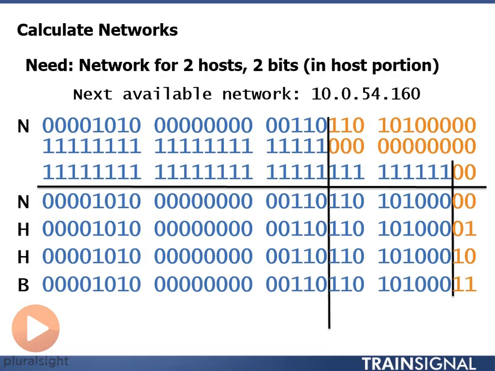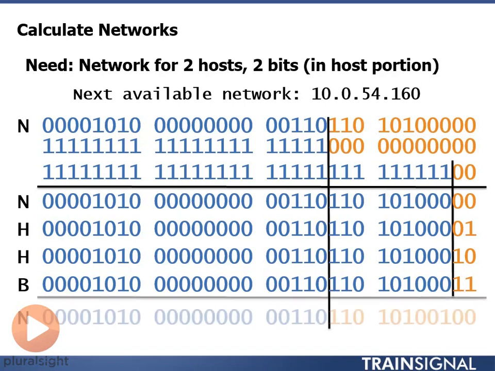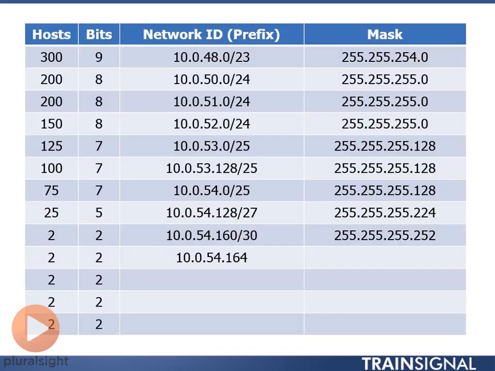There's only 2 IP addresses on that network. So in this case, our first address and our last address actually are the first and second addresses. They're the only addresses on this network. We then add 1 to our broadcast, and we can find out what the next available network is. We convert that to decimal and put it in our chart. So our next available network is 10.0.54.164. So let's go through the rest of these.